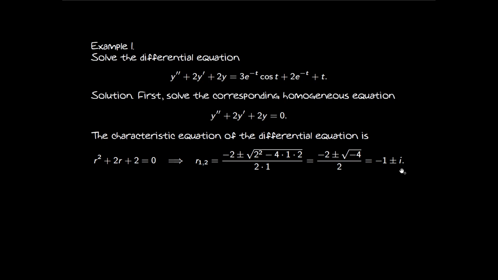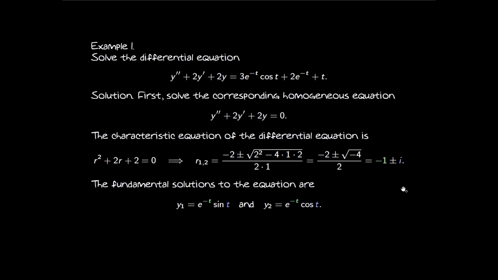or minus i. We understand for complex roots, the corresponding fundamental solutions are going to be e to the negative t. You understand the real part goes to the exponent, right? And then we're going to have sine t and cosine t. We know the imaginary part will give you the sine t and the cosine t.